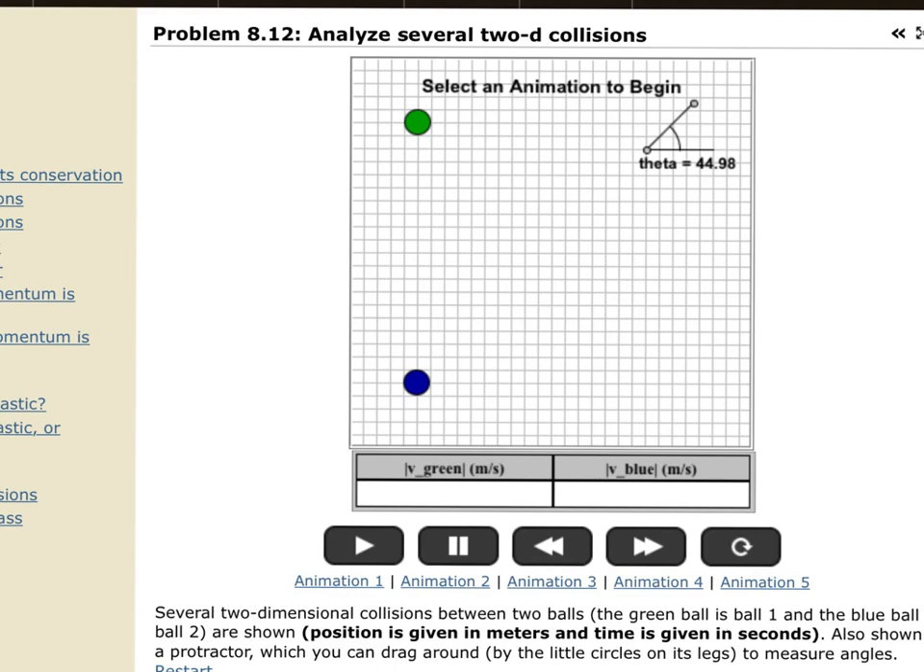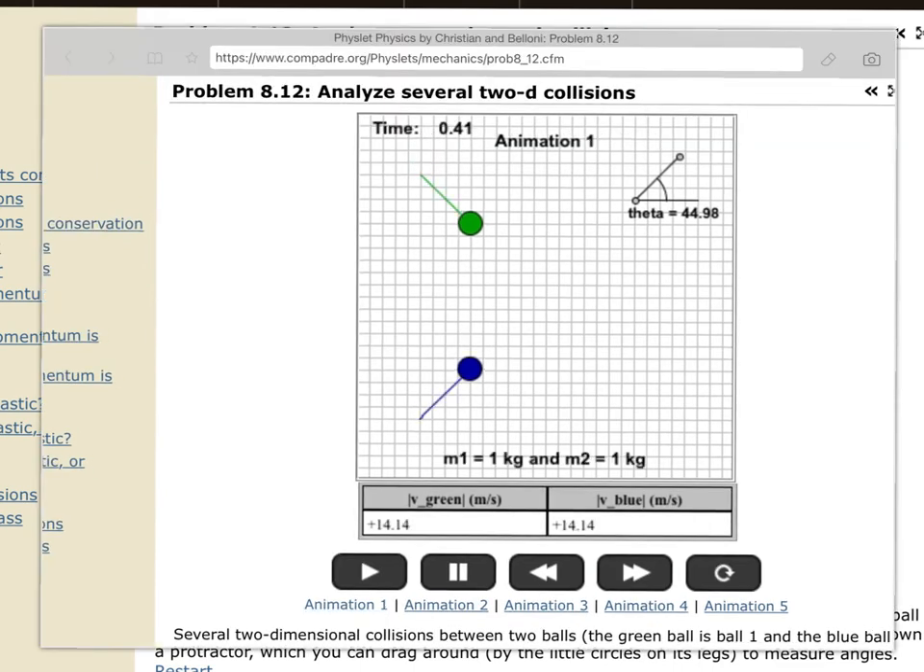Alright, make sure you watch all the animations, but the 2 that we're going to do, for problems 6 and 7, are animation 1. So let's look at animation 1. Okay, can you see it? Is it running? They collide and they go off. So you see the velocities are given. You can get positions and times, and you're going to have to measure the angles to get the components.